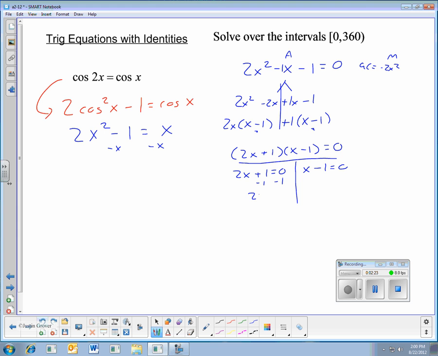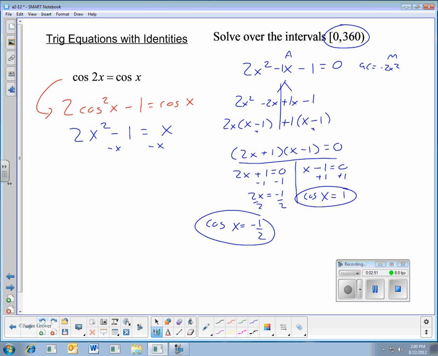So add 1 to get 2x equals negative 1, divide by 2. X equals negative 1/2, and really we're talking about cosine x equals negative 1/2. And over here, add 1, x equals 1, which is really cosine x equals 1. Now I don't want my ratios, I don't want cosine x, I want x, and I want it over the interval not including 0, but 0 to 360, including 360. So I'm doing inverse cosine here, arc cosine. What angle has a cosine of negative 1/2?